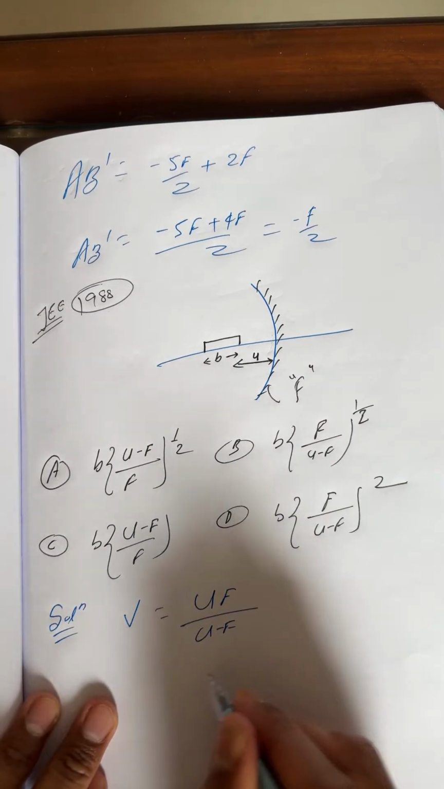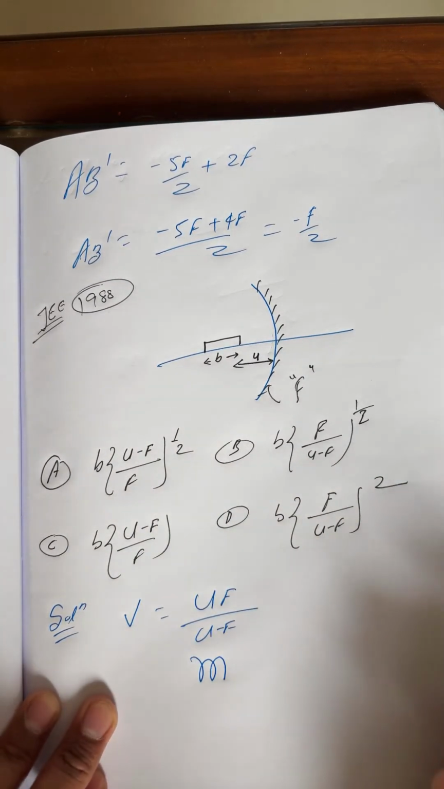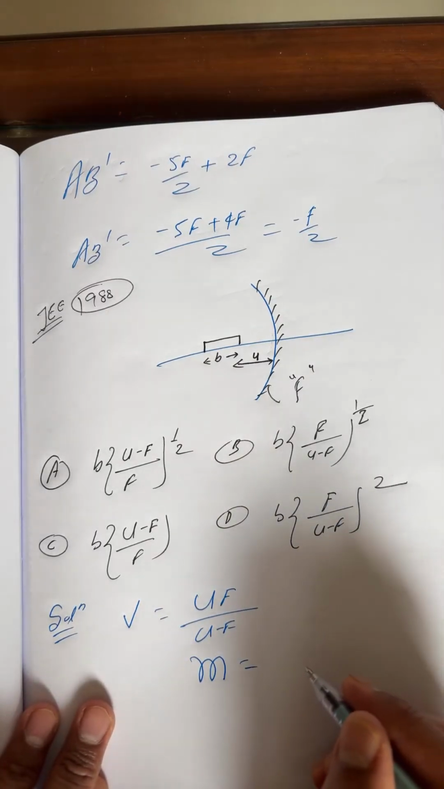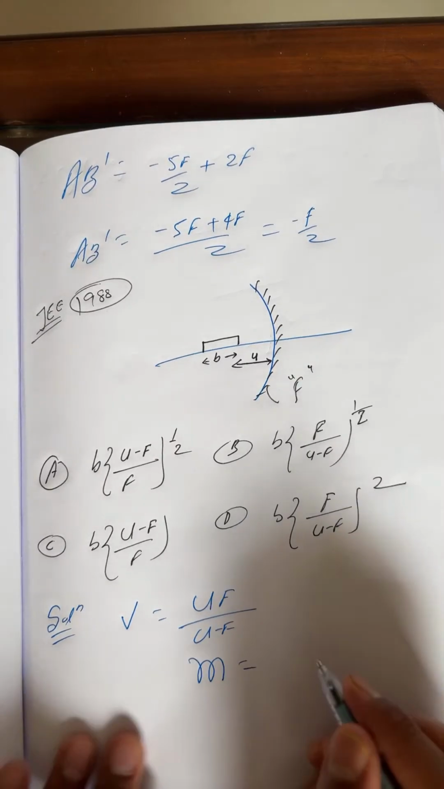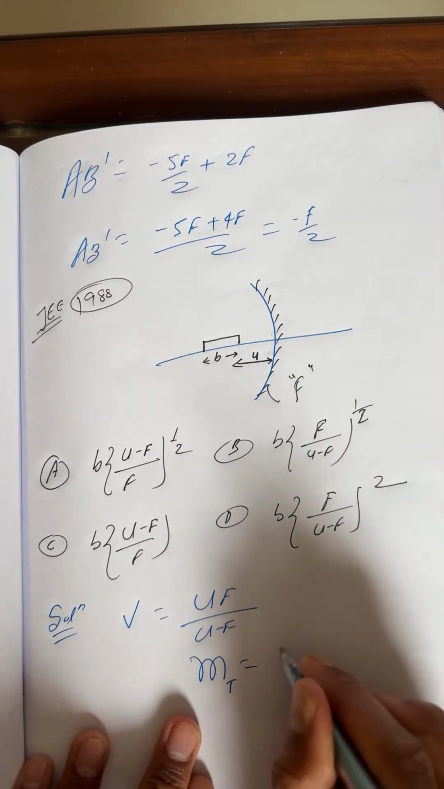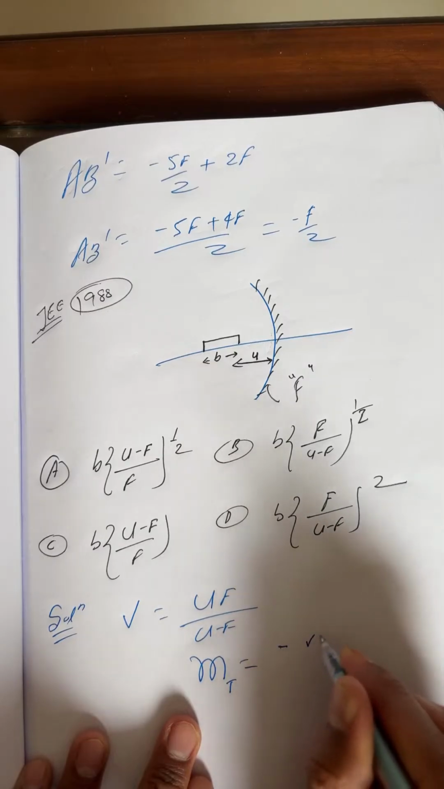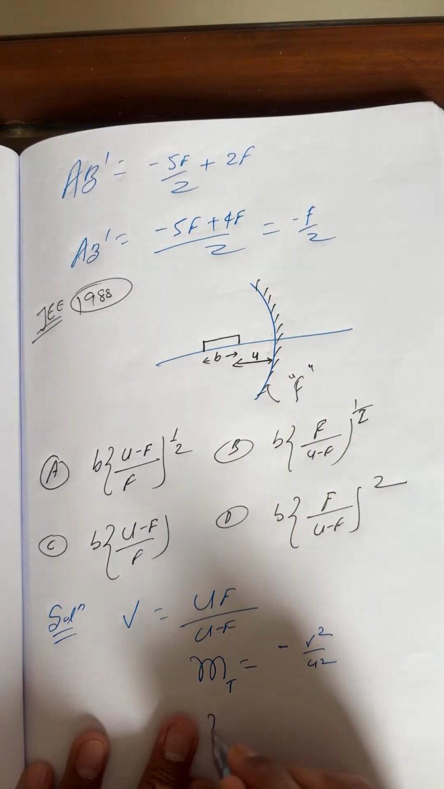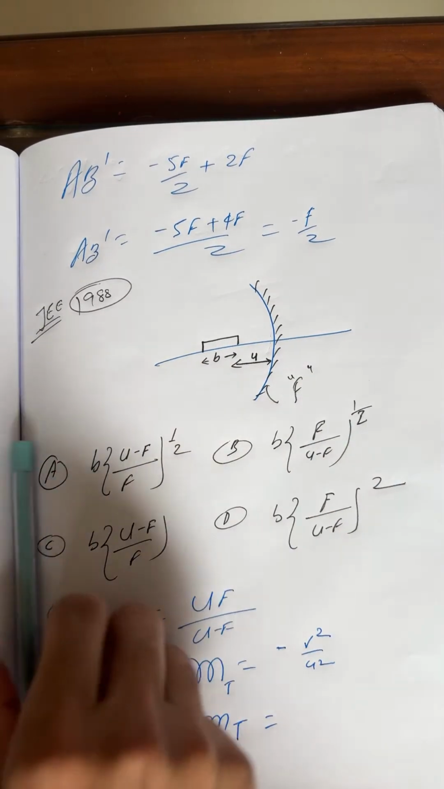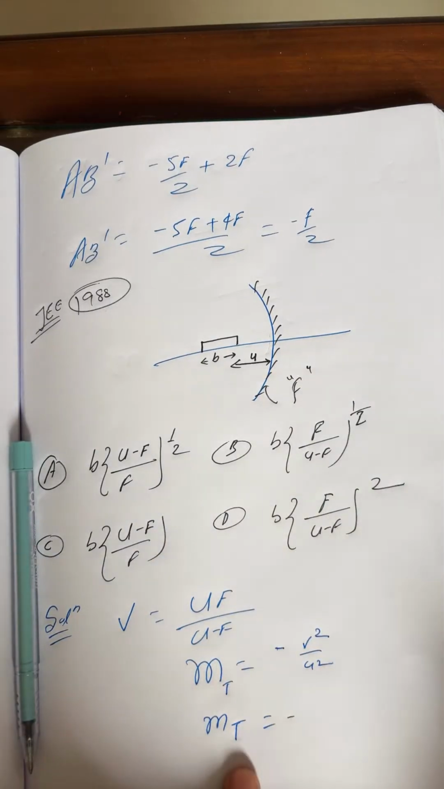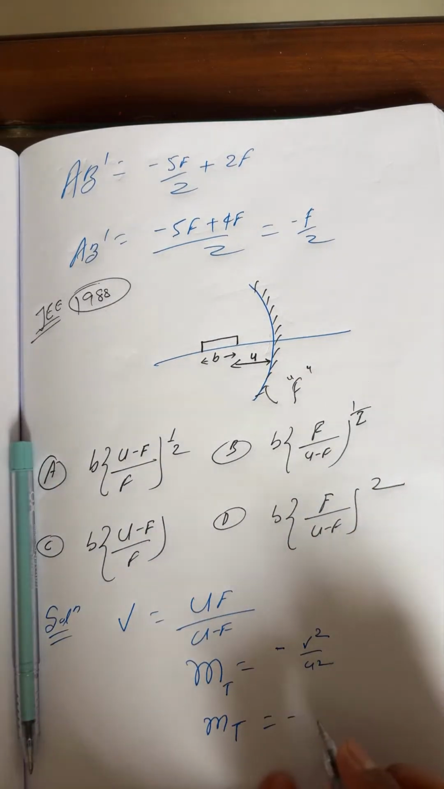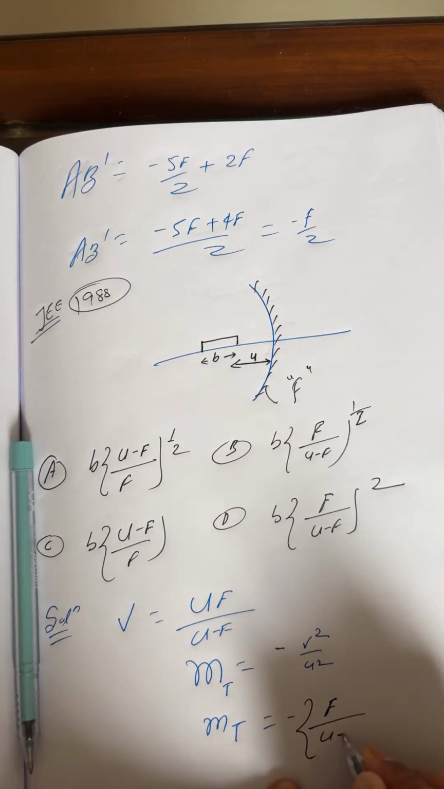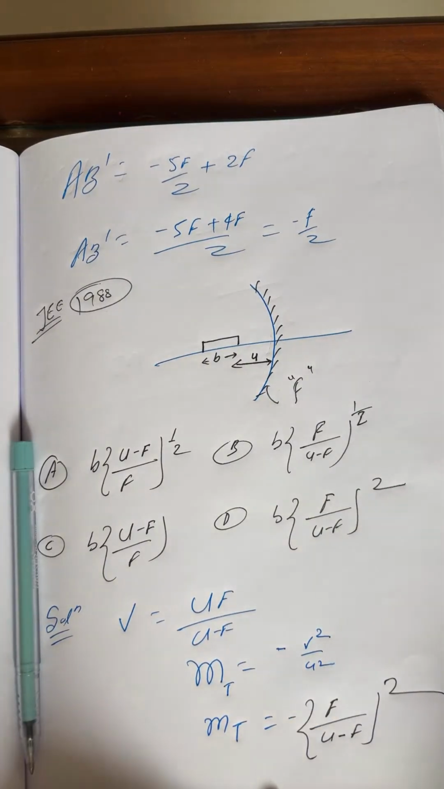I hope all of you remember the magnification formula. Tell me, what is the magnification formula? Lateral transverse magnification is minus v square by u square. This value you can fit over here, so you will get the transverse magnification. This is minus, into f, the u cancels, f upon u minus f, whole square.